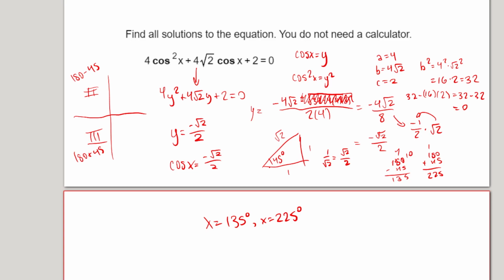But normally on a test or on like a Math Excel, it'll ask you to put it in radians, so like pi over something. And the way we can do that is by multiplying 135 by pi over 180, and we multiply 225 by pi over 180. Now you can simplify this down. I'm just going to plug it into a calculator real quick.